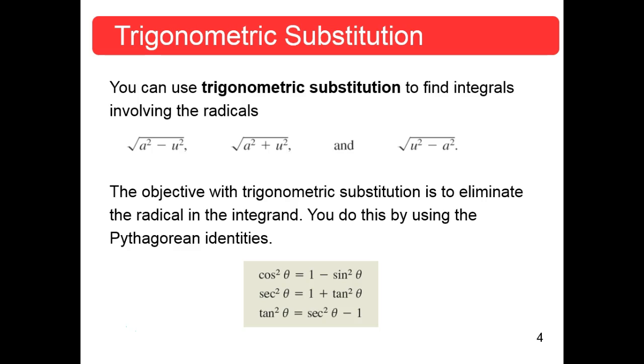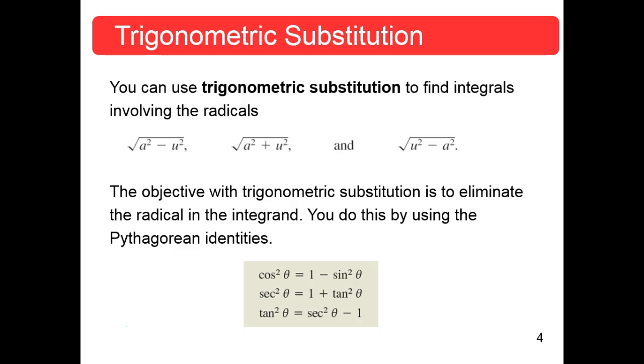This one, think tangent, because 1 plus tangent squared is secant squared. And then you can take the square root of secant squared and get secant, and you can go with that. And then this one, secant squared minus 1 is tangent squared. Okay, what if they're not 1s? You can fiddle with it and make them 1s.